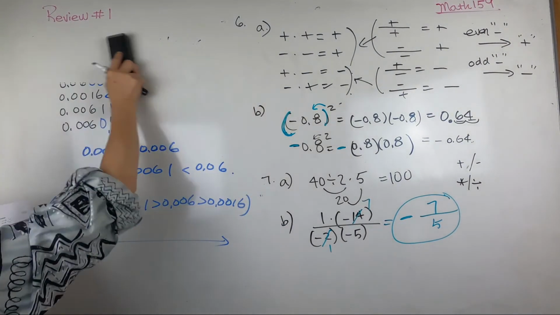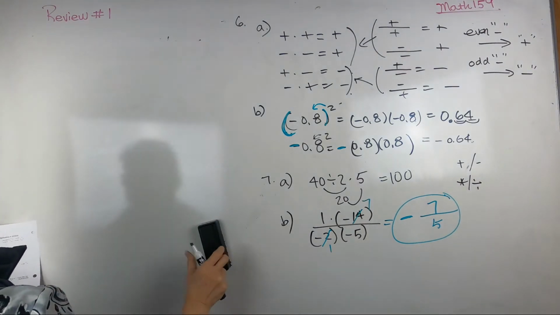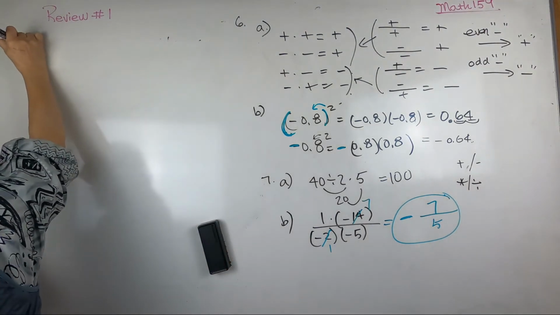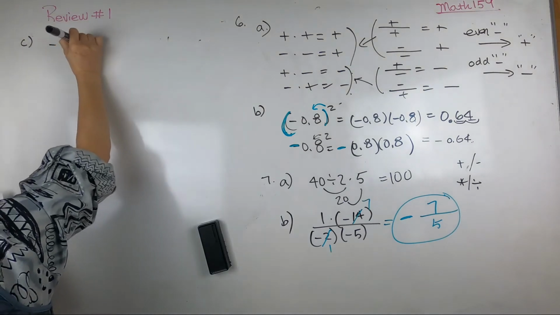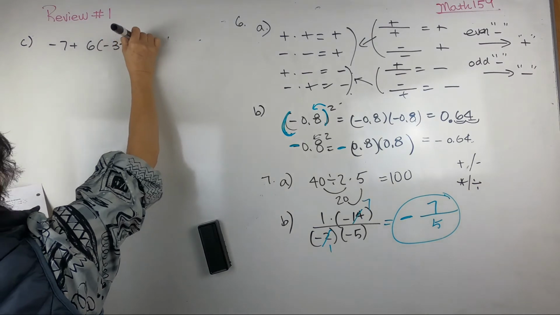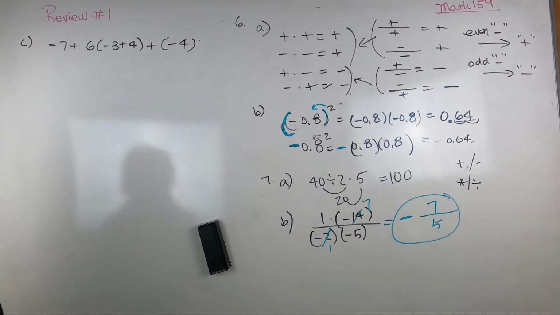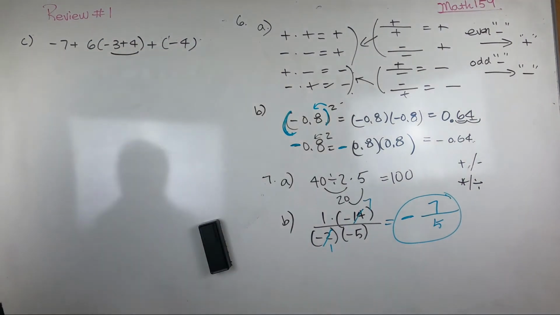Okay, let's see. Next one. And we also have what? Add, subtract, multiply, and divide, right? For the negative number, then follow the order of operations. We'll always do group first. So you will do the group first.